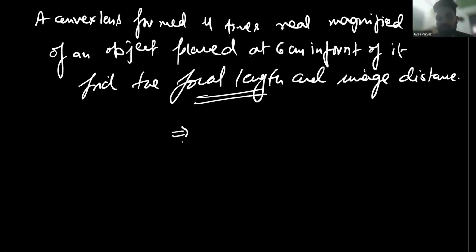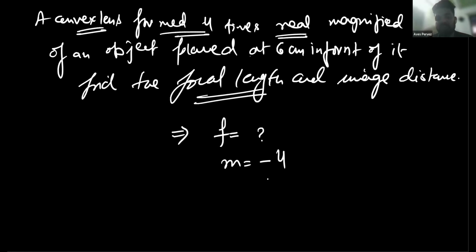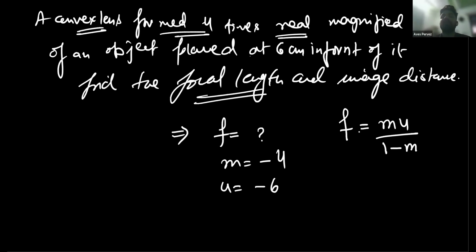Here you need to find f, because it is a convex lens. It is 4 times magnified, but it is a real image, so magnification is -4, and the object distance is always considered as -6. You have to use the formula f is equal to m u upon, since it is a lens, 1 minus m. Now put everything with sign and get the answer. What should be the value of it?